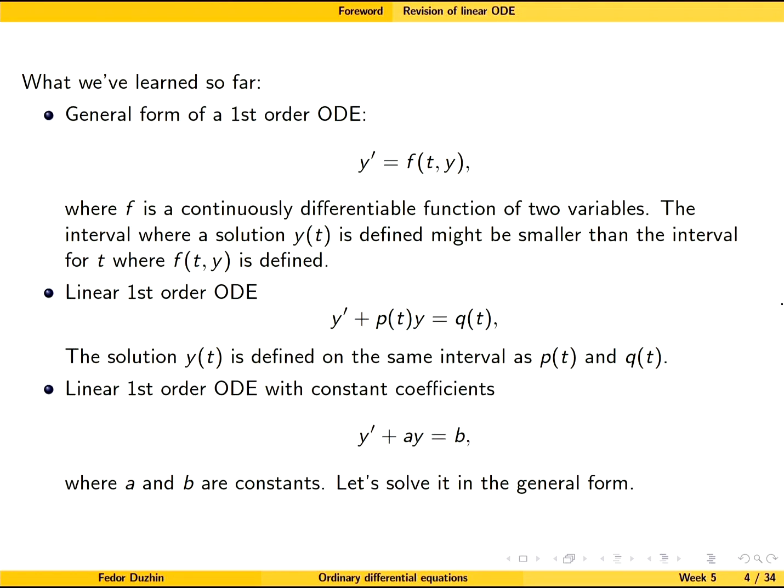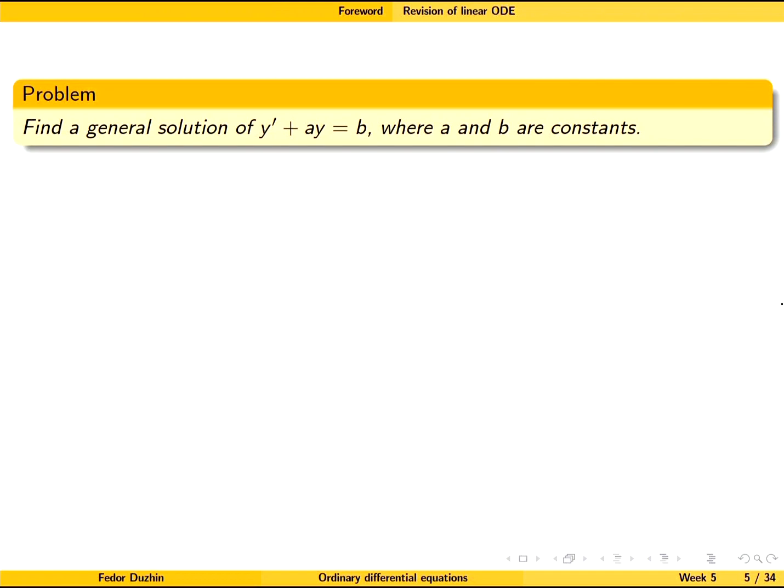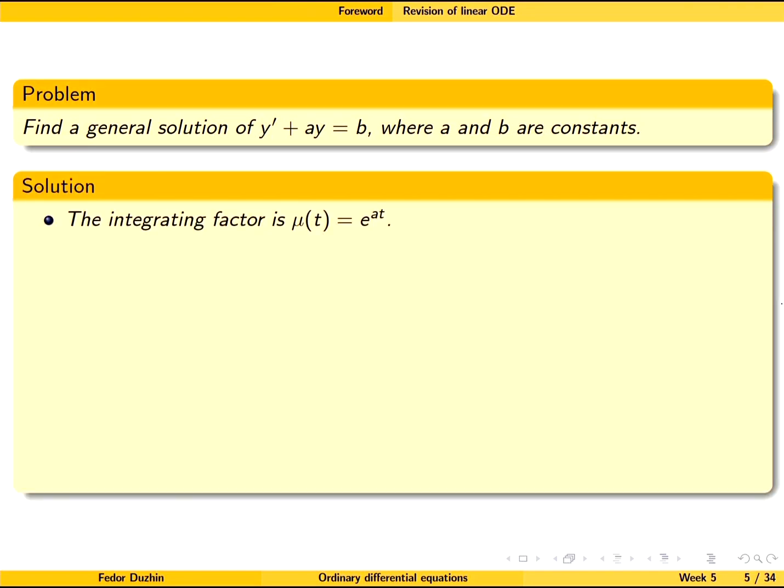Well, a linear first order differential equation may or may not have constant coefficients. If it has constant coefficients, if p of t and q of t are not functions of t but rather just some fixed numbers, then we're going to find its general solution. The reason is because it's going to help us to approach second order differential equations.